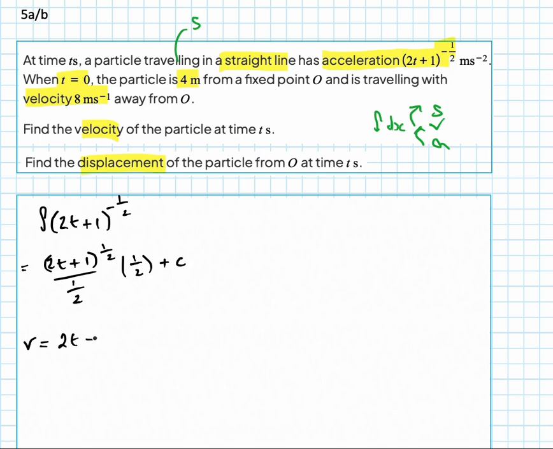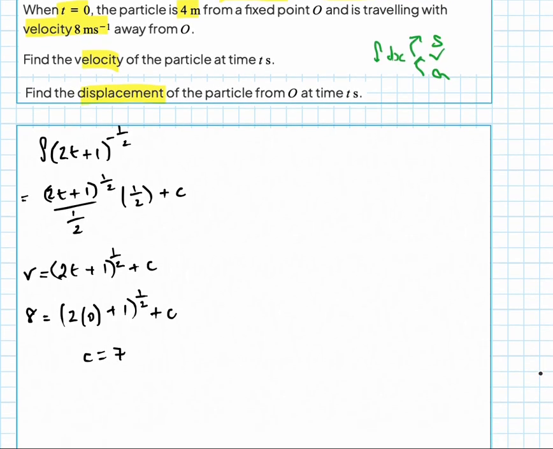2t plus 1 to the power of a half plus c. Find the velocity. We're going to have to find our c as well, so we'll plug in what we have. We were given t is equal to 0, the particle is 4 meters, we don't need that yet, and we have a velocity of 8 meters per second, where t was equal to 0. So obviously the particle being 4 meters from the fixed point or origin will be needed soon enough, I expect.